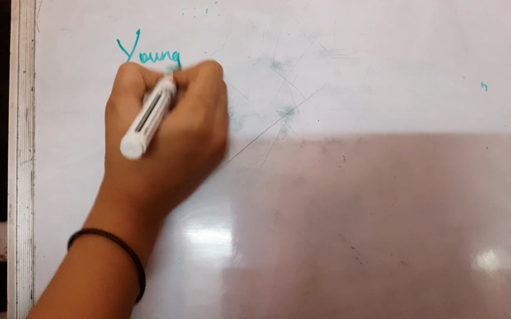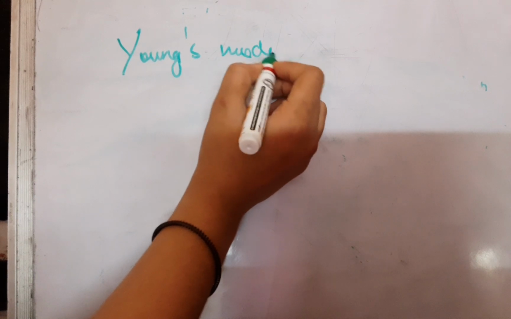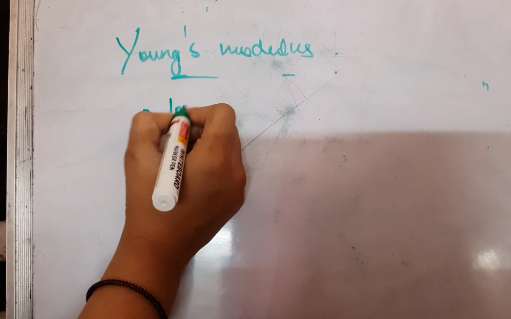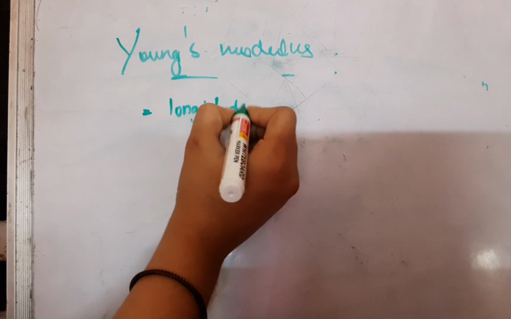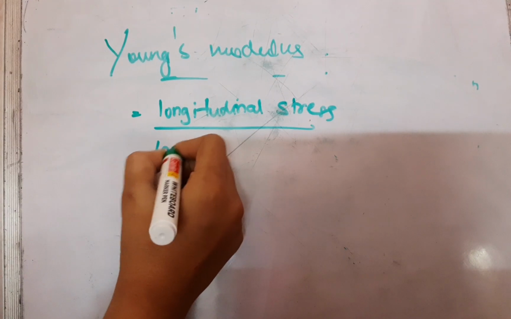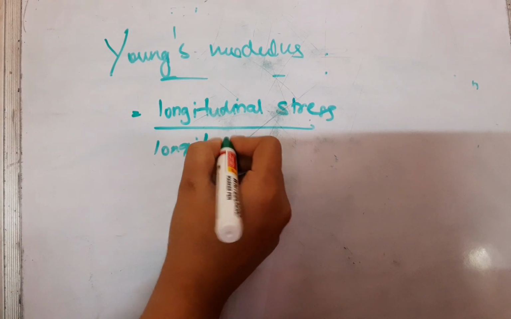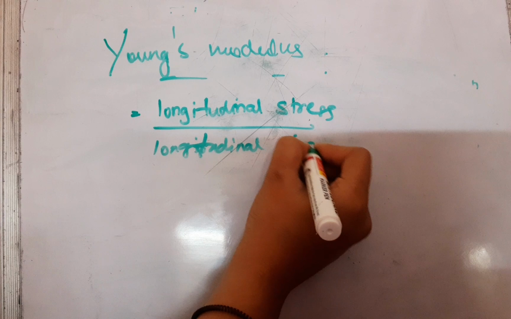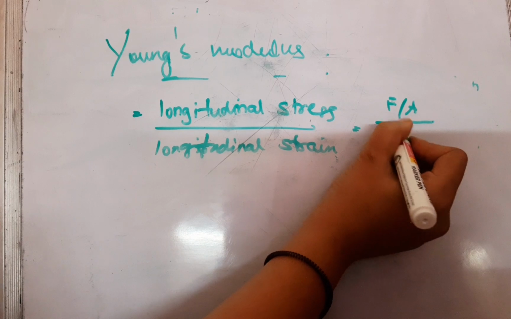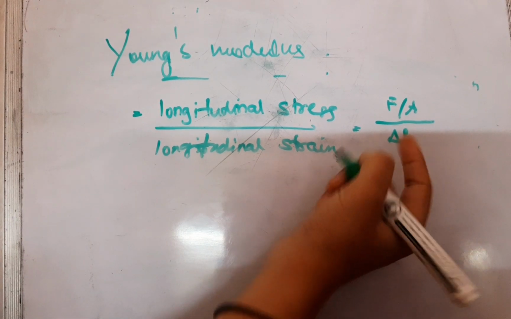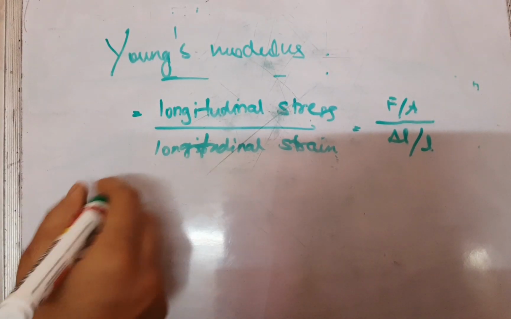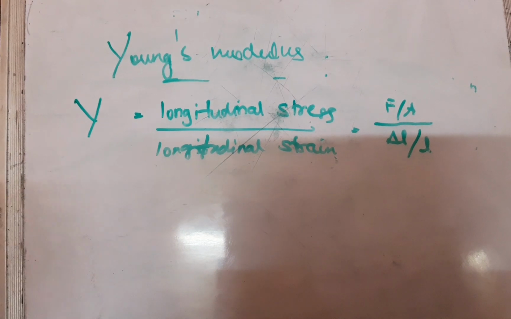Young's modulus. Okay. So Young's modulus is nothing but longitudinal stress upon longitudinal strain. So stress is nothing but force upon area, divided by strain, which is change in length, which I denote by delta L, divided upon original length. Okay, so this is your Young's modulus. You denote it with the symbol Y.